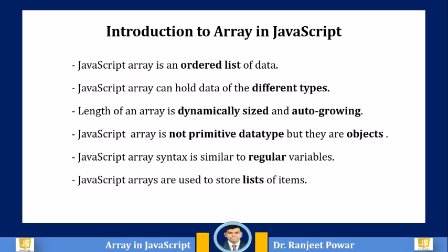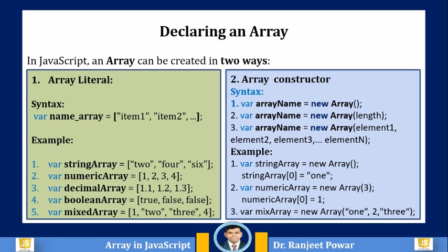JavaScript array syntax is similar to regular variables. JavaScript arrays are used to store lists of items, that is, names, titles, etc. An array is a special type of variable which can store multiple values using special syntax. Every value is associated with a numeric index starting with 0. There are two ways to create arrays in JavaScript. One is by using the array literal method and the other is by using the new keyword.